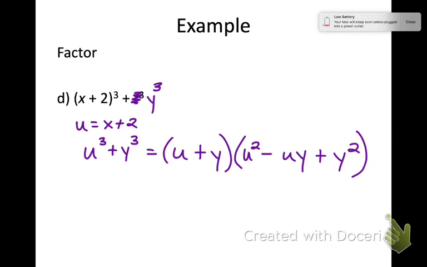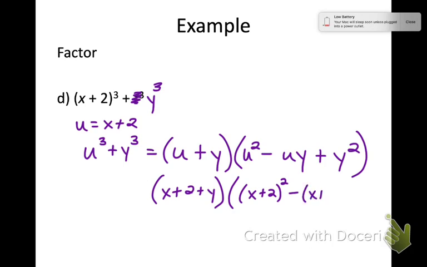And now what do we need to do? Substitute it back in. So now we get x plus 2 plus y. Can I combine anything in here? No. You may be tempted to reorder it in standard form. I would just leave it like that. Don't even worry about doing that. Over here, we end up with x plus 2 squared minus x plus 2 times y plus y squared.